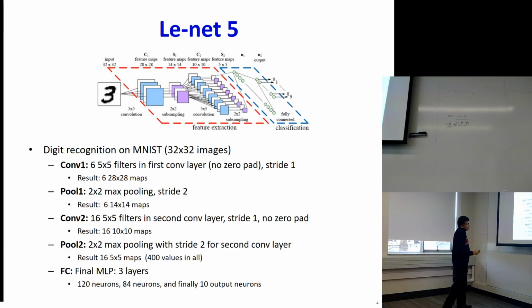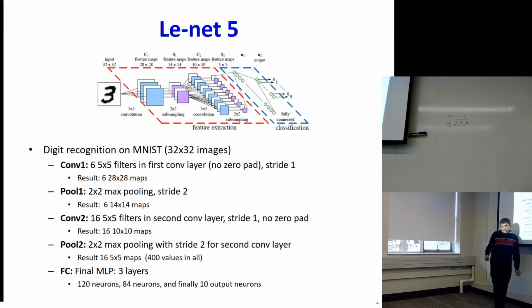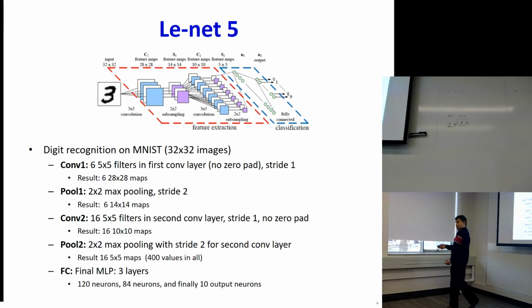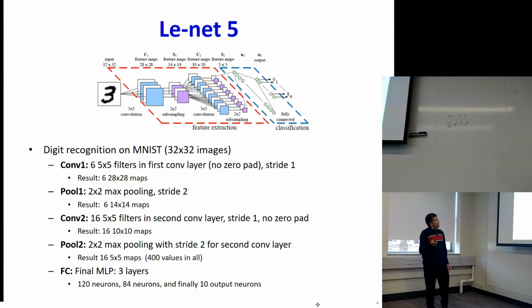So here is the actual structure that he had. No, I had the numbers wrong. For MNIST, he had 6 5 cross 5 filters in the first convolutional layer. Then he had 16 5 cross 5 filters in the second convolutional layer. And then for the final MLP, he had a 3-layer perceptron with 120 neurons, 84 neurons, and 10 output neurons. So the total number of parameters, as you can see, is fairly small, right?